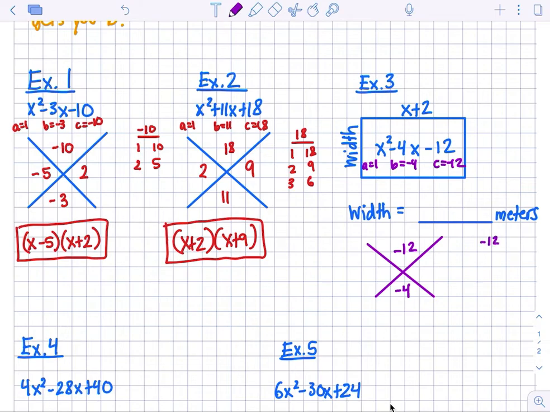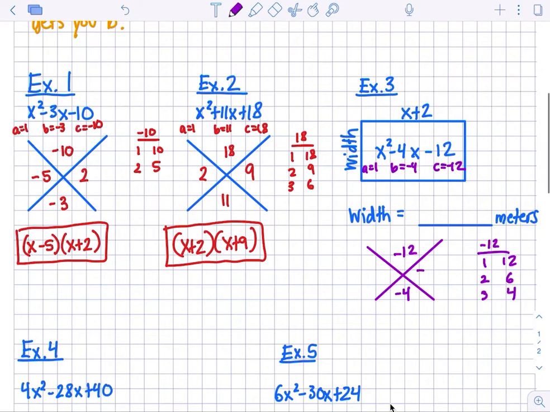So if you don't know, make your lists. Well, if I add or subtract any of these, the only values that will give us that is going to be -4. So it's going to be -6 and 2. And is A equal to 1? Yes, it is. So our factors are right there: x plus 2 and x minus 6.